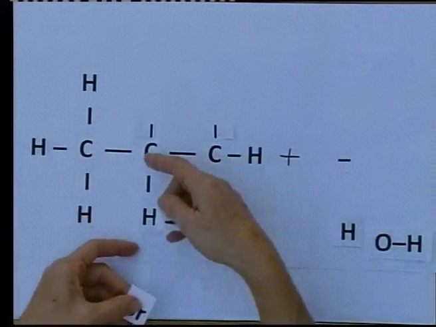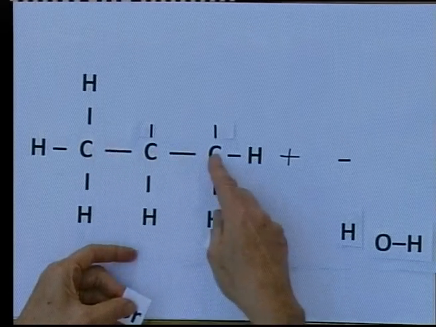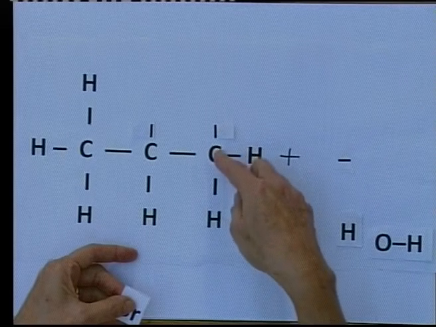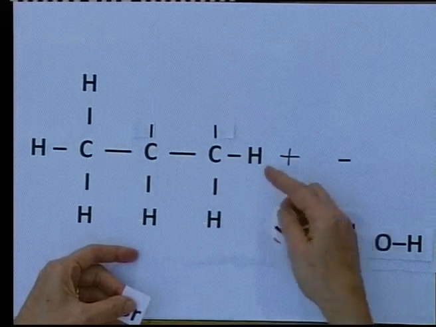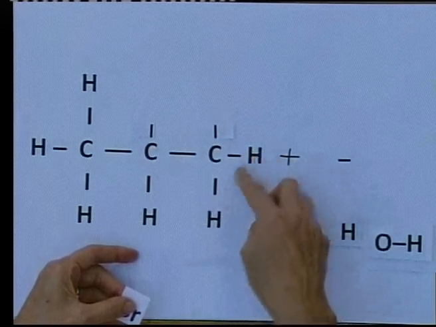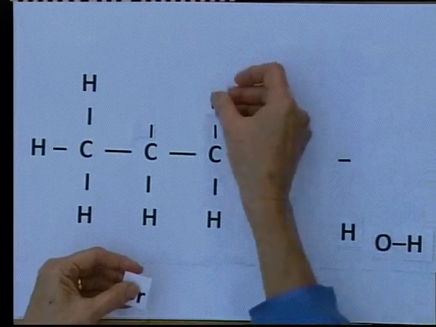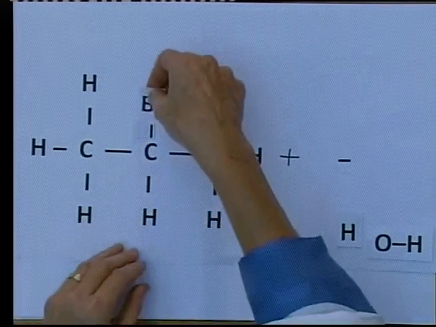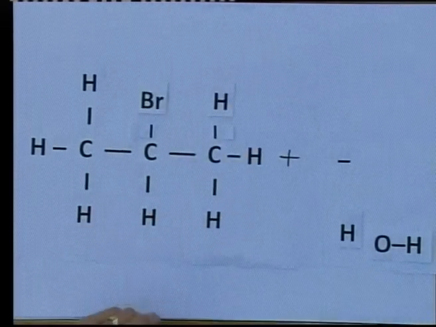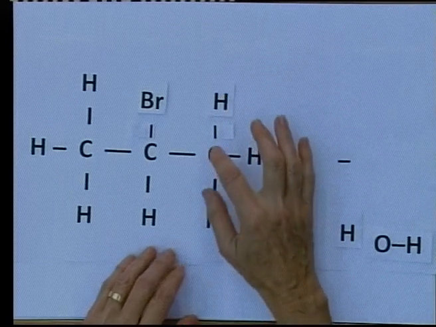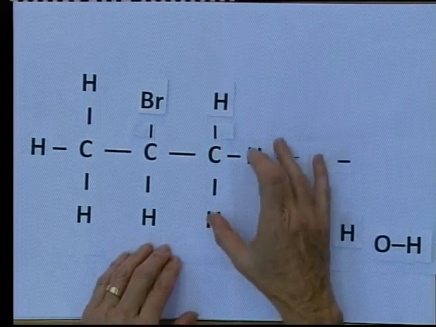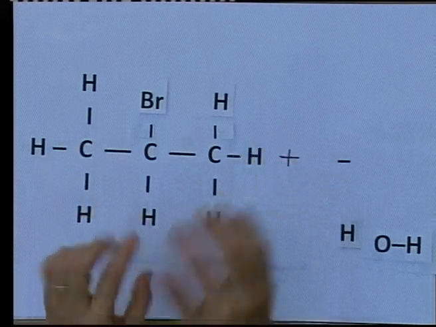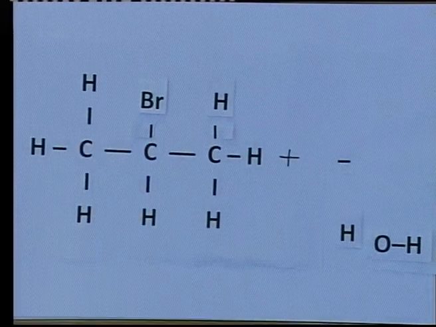All right, let's check. This one is attached to two boring carbon atoms and just one other hydrogen atom. This one is attached to another carbon atom, but it's got two hydrogen atoms. So where is the party? There it goes, where the other hydrogens are, and then the bromine will go there. So the fact that the hydrogen will go to the carbon that contains more hydrogen atoms, this one contains more hydrogen atoms than that one, that is Markovnikov's rule.